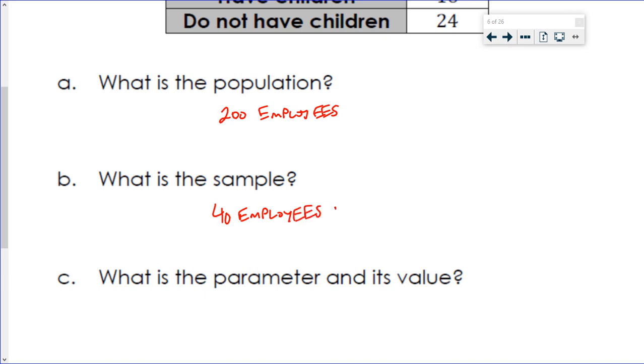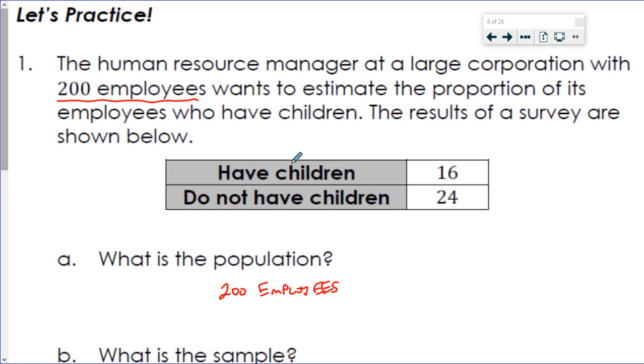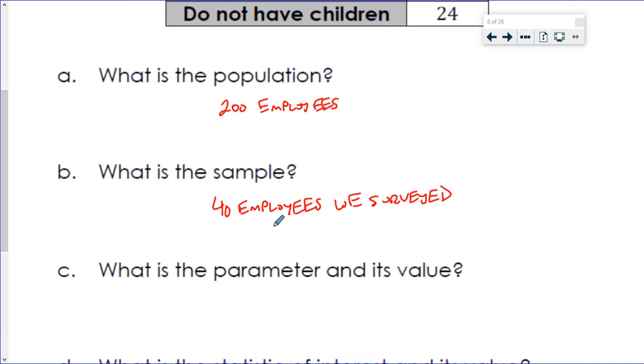40 employees we surveyed. All right. Now, what is the parameter and its value? The parameter would be, as it says right here, the human resource manager at a large corporation with 200 employees wants to estimate the proportion of its employees who have children. So, out of all of the employees, the population, how many of them have children? That is something that we do not know. All right. That would be the parameter. The parameter is the percentage or proportion of employees at that corporation that has children. And that, again, is something that we do not know.